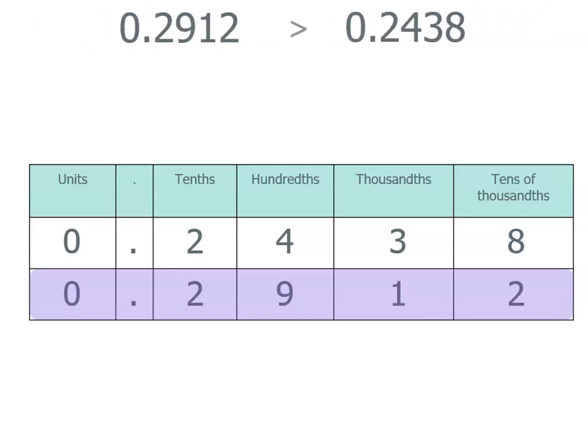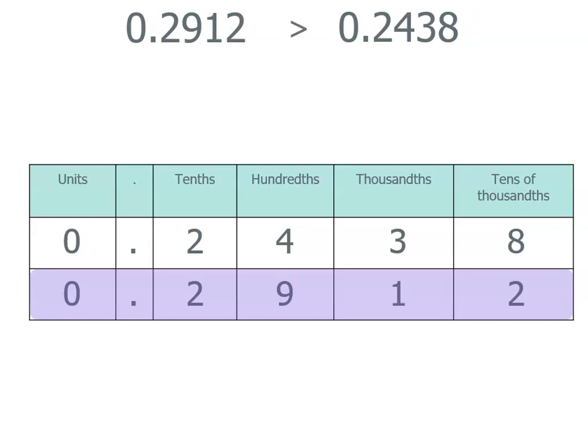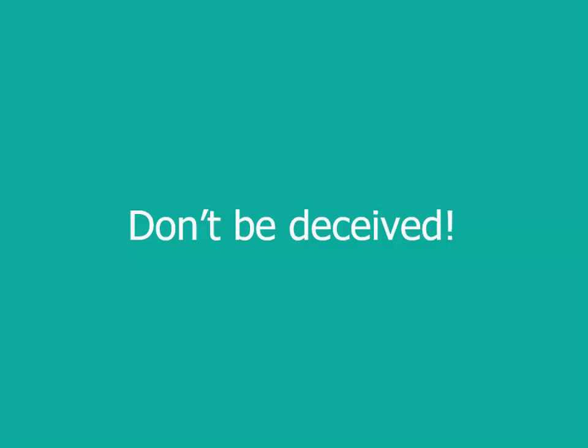You could also write it like this, with the greater than sign. The large part of the greater than sign faces the big number, and the small pointy end faces the small number. But don't be deceived by the next one.